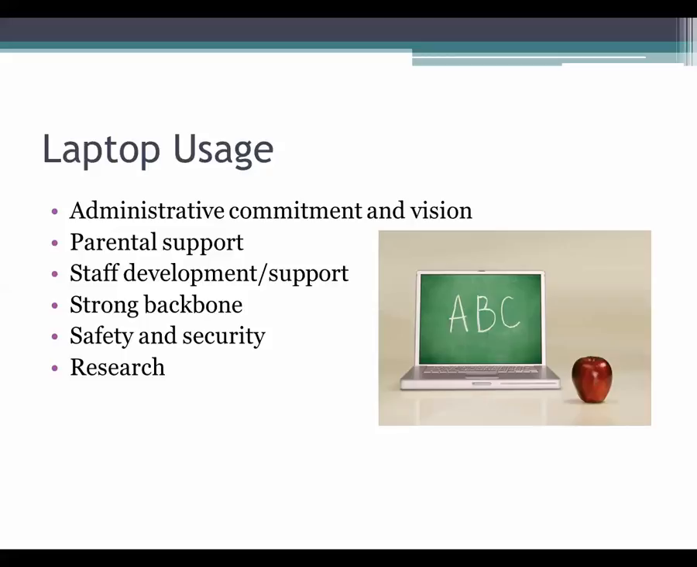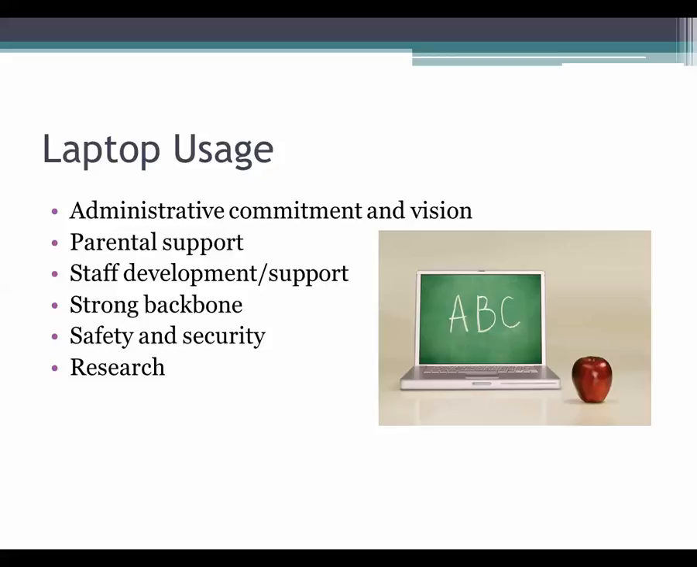Staff development support. Teachers should have access to the handhelds or laptops months or even years before the students do. They also should be provided with technical and instructional support so they can build the skills and confidence needed to use technology in their classrooms. A strong backbone. What happens when your school's 50 or 60 computers grow to 300, 600 or more? As much attention needs to be paid to technology that isn't seen as to technology that is seen.